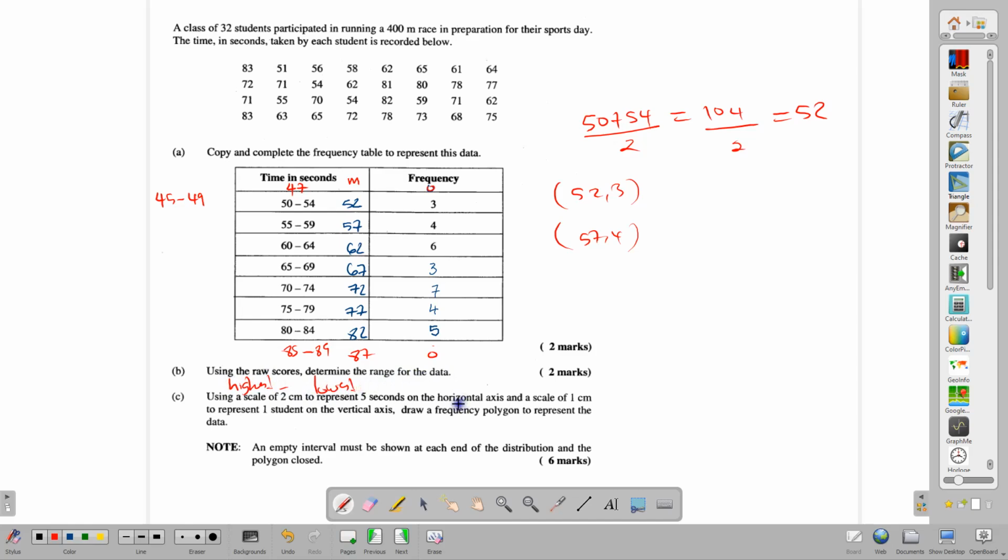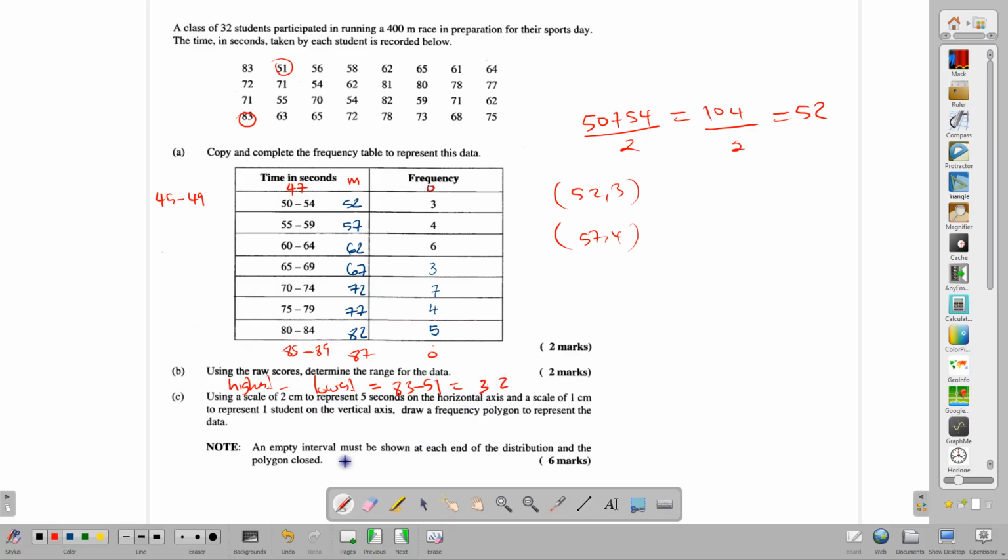And that has nothing to do with our graph, but since it's there, let's answer it. Highest minus lowest. The highest score in this thing here is 83 and the lowest score is 51. And so we can just subtract those to get our range. So it's 83, take away 51, and that gives us 32.